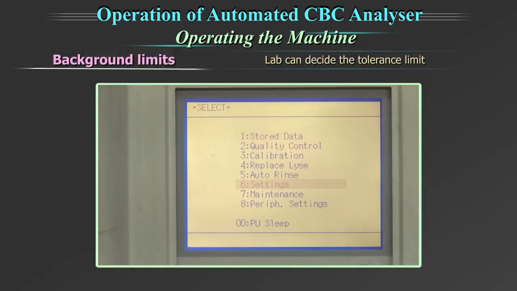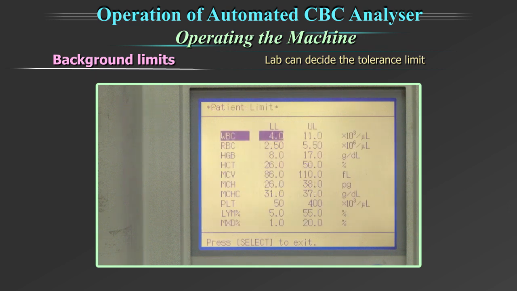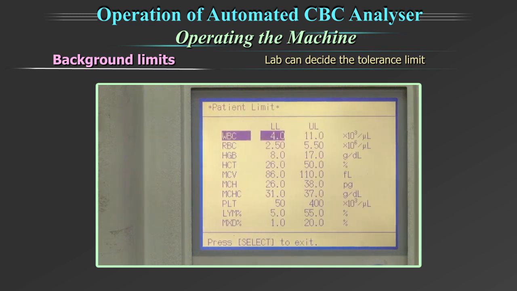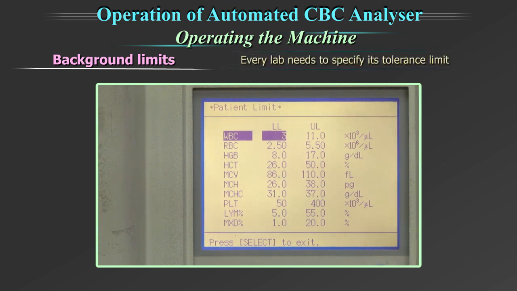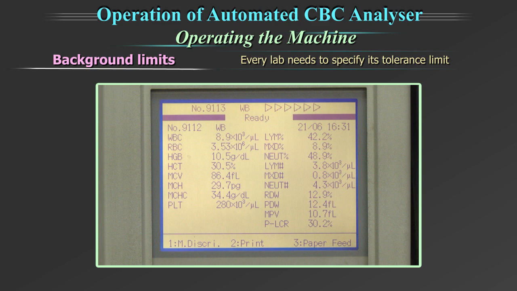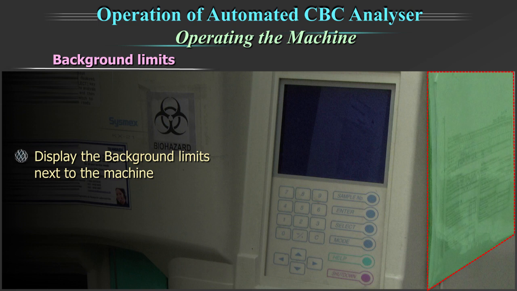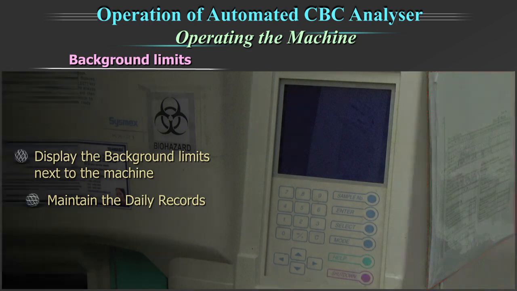The lab, however, can decide the tolerance limit based upon the patient population tested, as this error may be high for patients on chemotherapy. Every lab needs to understand and specify its tolerance limit and adhere to it on a daily basis. Stick the background limits of all the parameters next to the machine and maintain the daily records of the same.